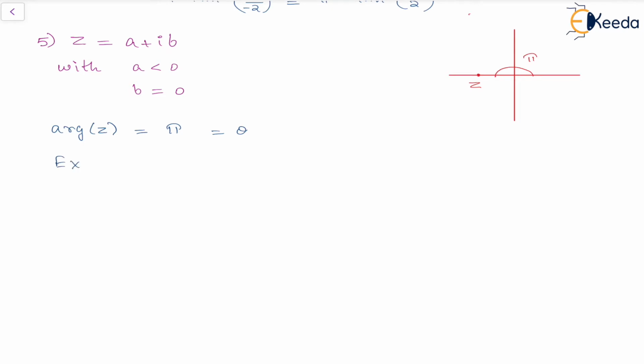For example, it lies on negative real axis or x axis in this case. For example, z equal to minus 5. So this is minus 5 plus 0i.